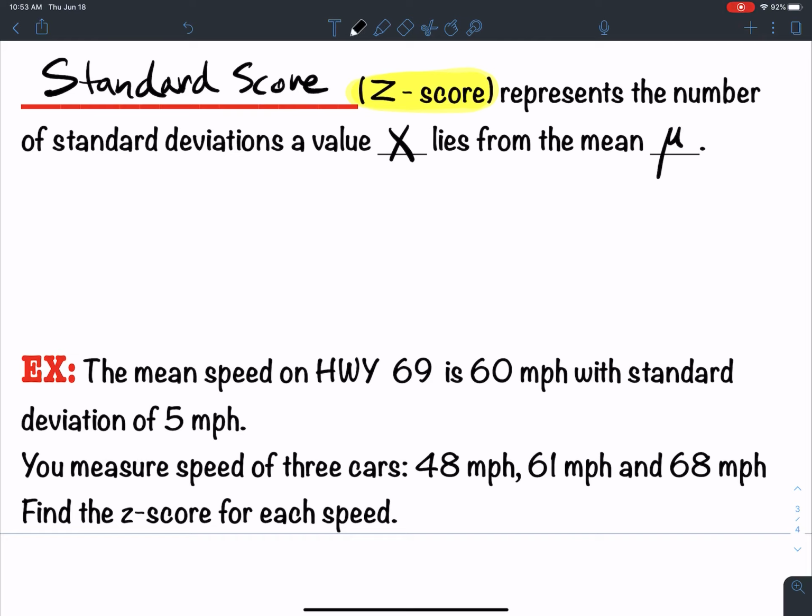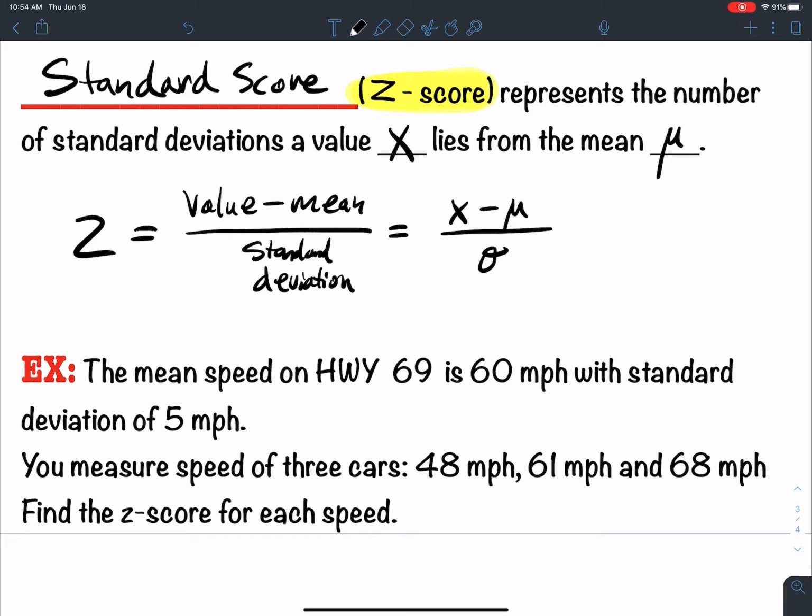So how do I find it mathematically? It's z equals the value minus its mean divided by the standard deviation. And how is this represented on your formula sheet? It's going to be x minus mu divided by sigma. Okay?